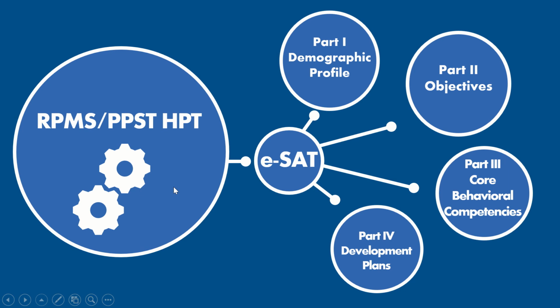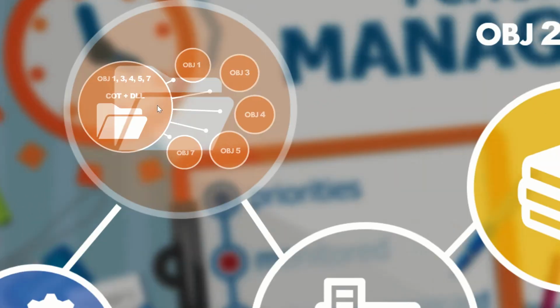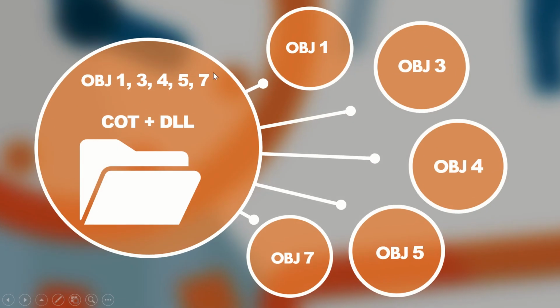After we have accomplished the ESAT, now we move on to the objectives, the 13 objectives of the IPCR. So, unahin po natin yung objectives number 1, 3, 4, 5, and 7. Bakit kaya sila sama-sama? Okay, because these 5 objectives are the objectives that need our COT and DLL.